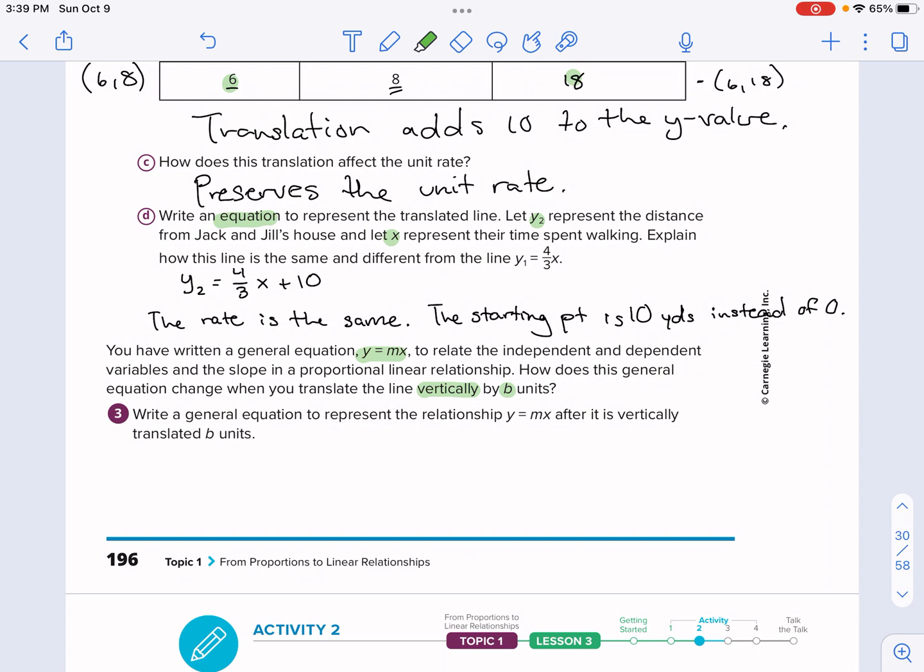But number 3, write a general equation to represent the relationship of y equal to mx after it's translated vertically b units. So we're just going to write y equal to mx. If I move this b units, this will be up. It's exactly that. Instead of putting plus 10, I'm going to put plus b. So this is an equation. It's called slope-intercept form. We'll spend more time on this, but this is an equation that we're going to become very familiar with. So y equals mx plus b. All right, we're going to end the activity there. Thank you.